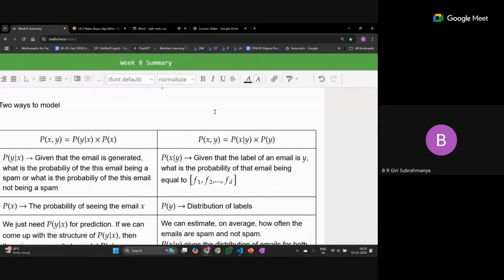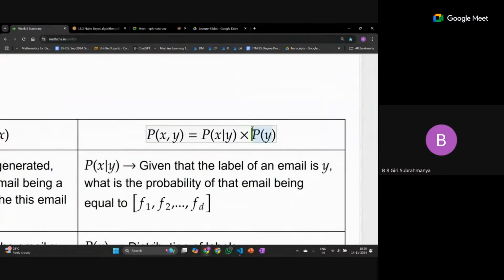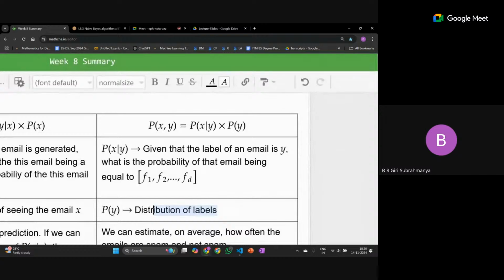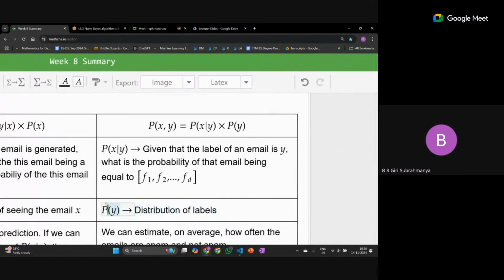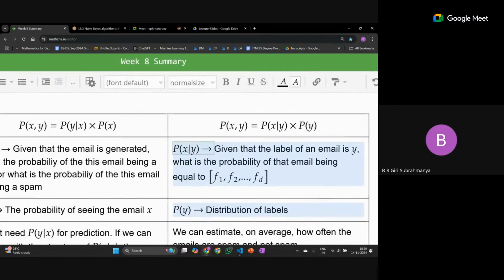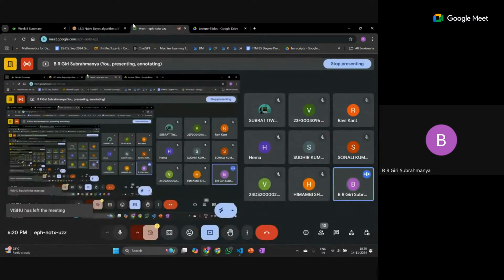And what is P of y? P of y is the distribution of labels, right? The label is either 1 or 0, and this distribution is that probabilistic mechanism which generates these labels. So this is what is being modeled here. So till here is everything clear?